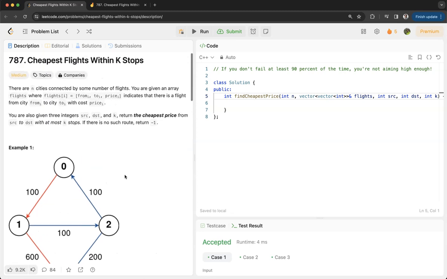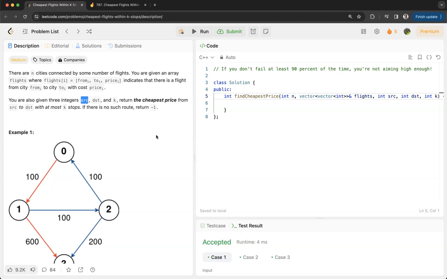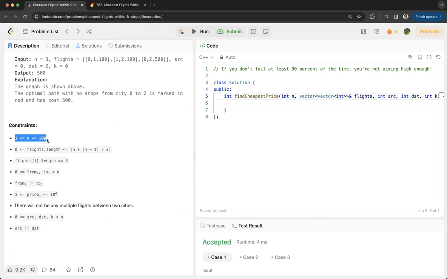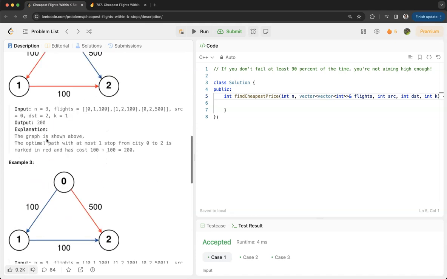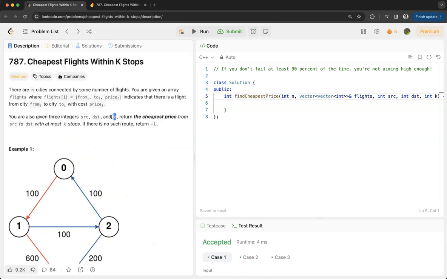So if we get rid of the k for a moment, this is a very classic problem. You can just run any of the algorithms you know, like Dijkstra, like Bellman-Ford, or even Floyd-Warshall in this example, because the number of nodes is only 100 and Floyd-Warshall is n cubed, and then you're done. But here we have this limitation of k.